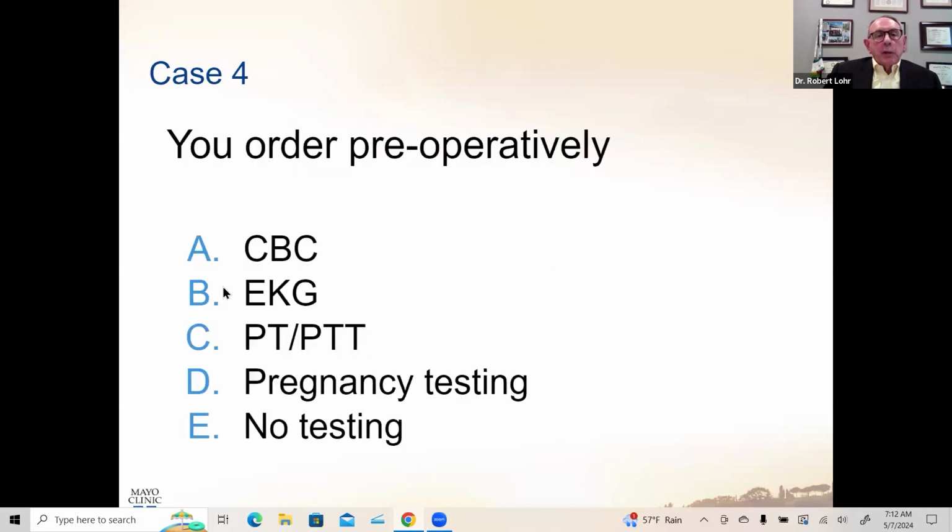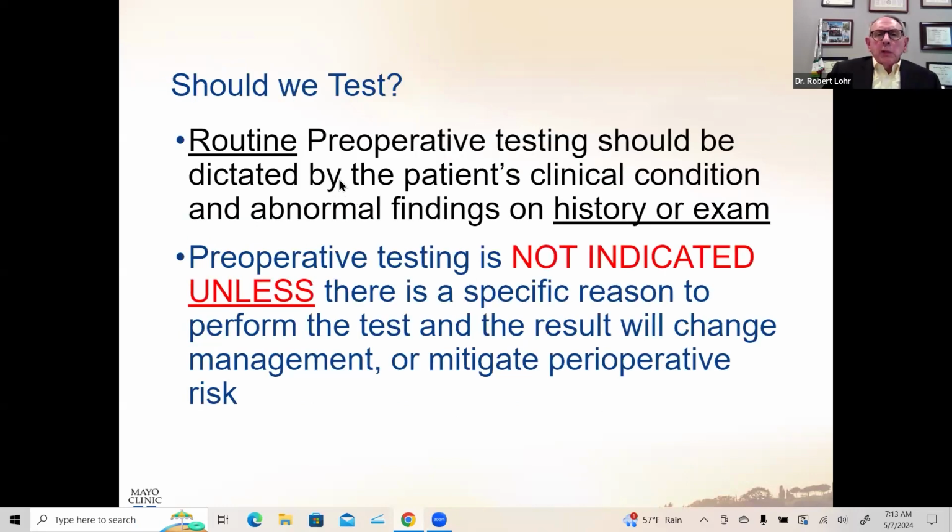So what should she get? CBC, cardiogram, coags, pregnancy testing, or nothing rather. And she should have a pregnancy test. Her periods are irregular, and you'd want to make sure that she was not pregnant. We'll talk about that in more detail about why you would want to know that, or why, frankly, she would want to know it. So should we test?